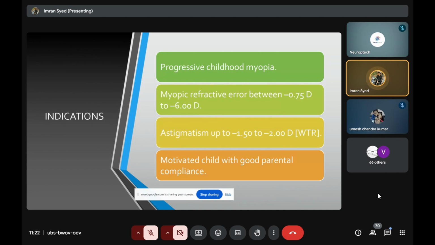And the power should be around minus 0.75 to minus 6 diopters. The astigmatism should be minus 1.5 to minus 2 diopters, and it should be with the rule. The lenses won't work if it is against the rule or irregular astigmatism. And there should be a highly motivated child with very good parental compliance. These are the indications in which you can give ortho-k lenses for myopia treatment.